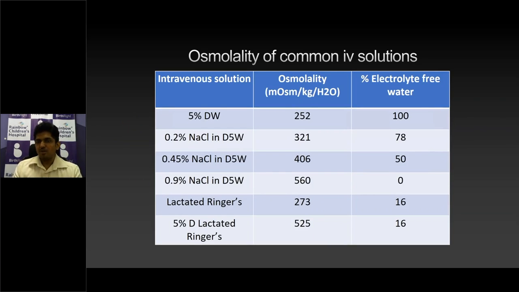Coming to the isotonic fluid, what do you mean by isotonicity? Isotonicity means the tonicity of the fluid, the osmolarity of the fluid, should be equal to the tonicity of the plasma, meaning 280 to 290 milliosmoles per liter.